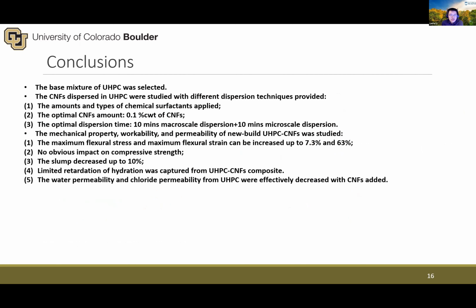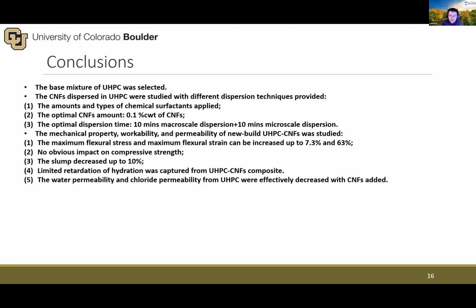On conclusions of this presentation, the first step, we optimized the UHPC mix design with the highest compressive strength of 135 megapascal at 28 days, and also the largest slump of 24 centimeters. And then we provided different dispersion technologies of carbon nanofibers in UHPC and also made a comparison. The amounts and types of the chemical surfactants were compared, and the parametric analysis considered the optimal carbon nanofibers amount and also optimal dispersion time.